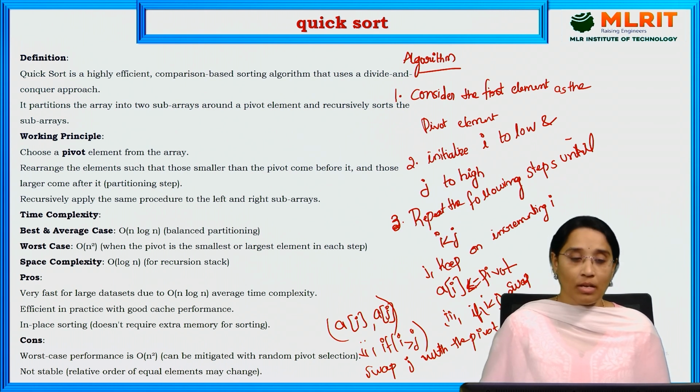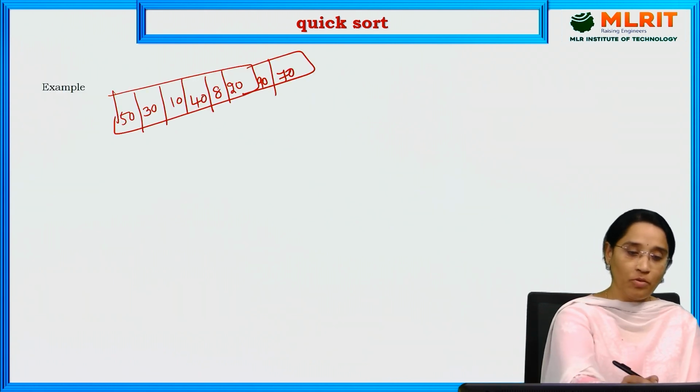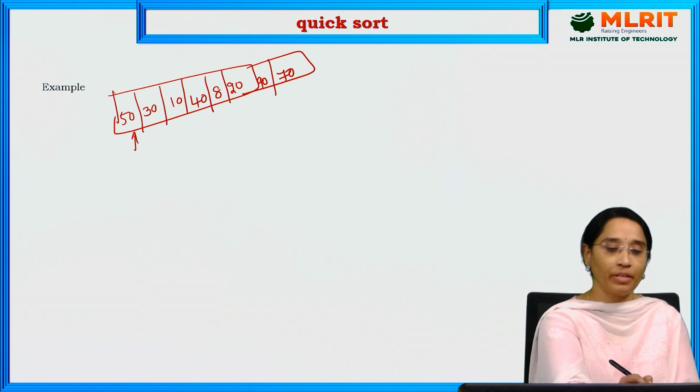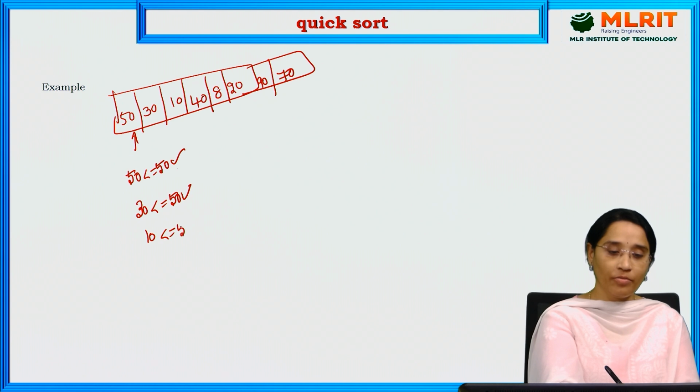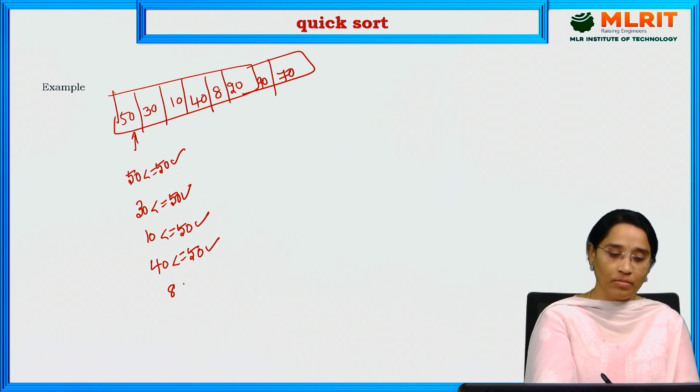So let's see with an example. Now we will start comparing with 50. Is 50 less than or equal to 50? Condition true. 30 less than or equal to 50, true. 10 less than or equal to 50, true. 40 less than or equal to 50, true. 80 less than or equal to 50, true. 90 less than or equal to 50, condition false.